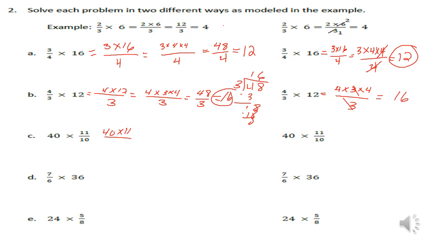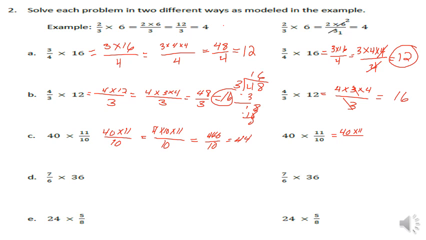On C, we have 40 times 11 over 10. And I'm going to decode that now. So 40, I know I can go 4 times 10 times 11 over 10. And I know 4 times 10 is 40, 10 times 11 is 110, times 4 would have been 440 over 10, and 440 divided by 10 would give me 44.